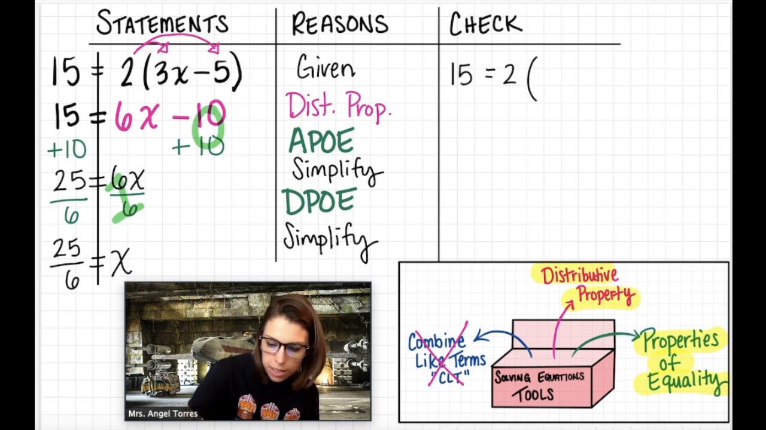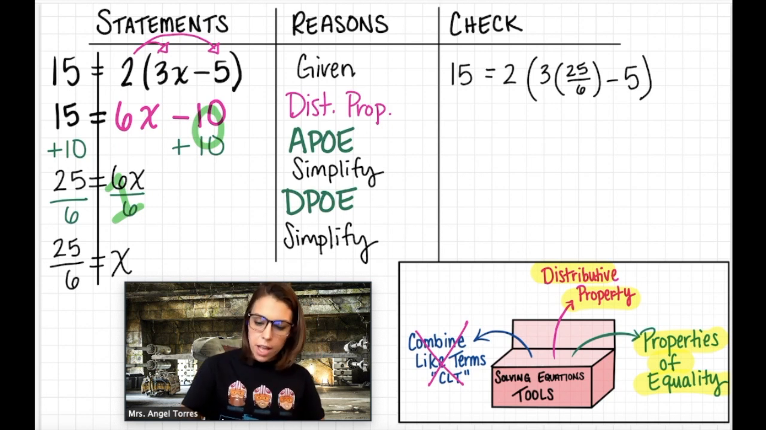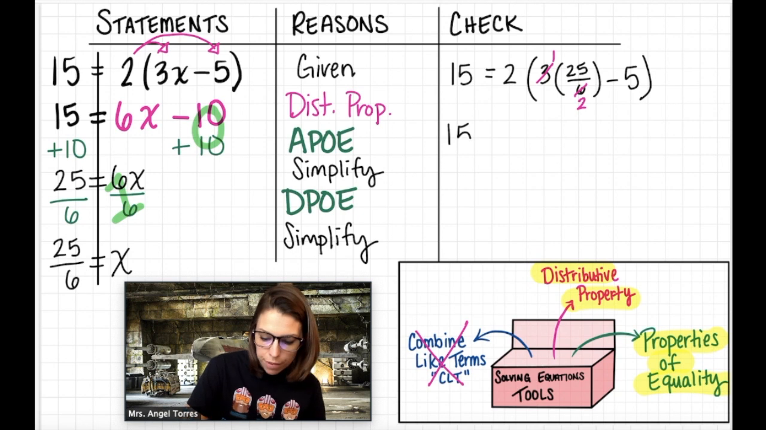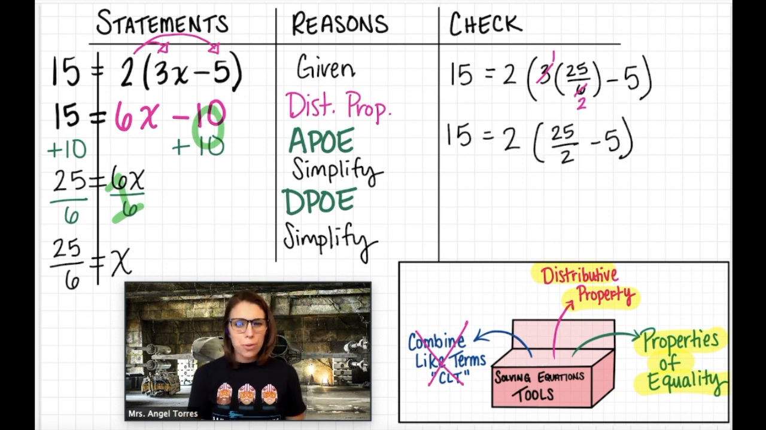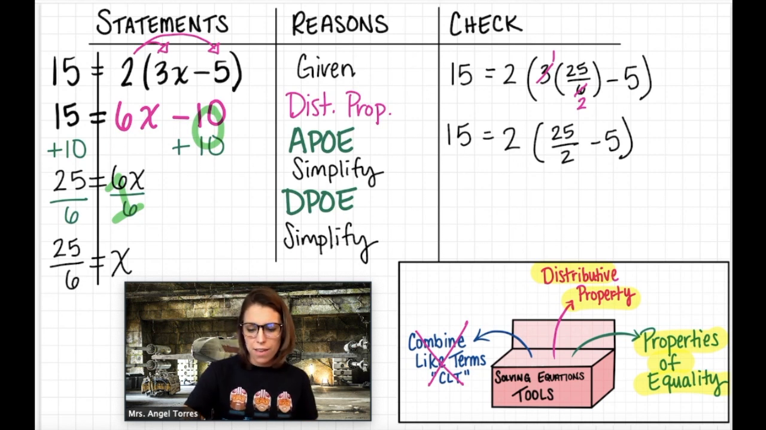15 equals 2 times 3 times 25 sixths minus 5. Okay, now I notice here that 3 and 6 can be reduced down to 1 and 2. So I'm going to go ahead and rewrite this now. Now I have 15 equals 2 times 25 halves minus 5. And I know that we're supposed to do parentheses first, but I don't really want to subtract 25 halves minus 5. So I'm going to simplify this using the distributive property.